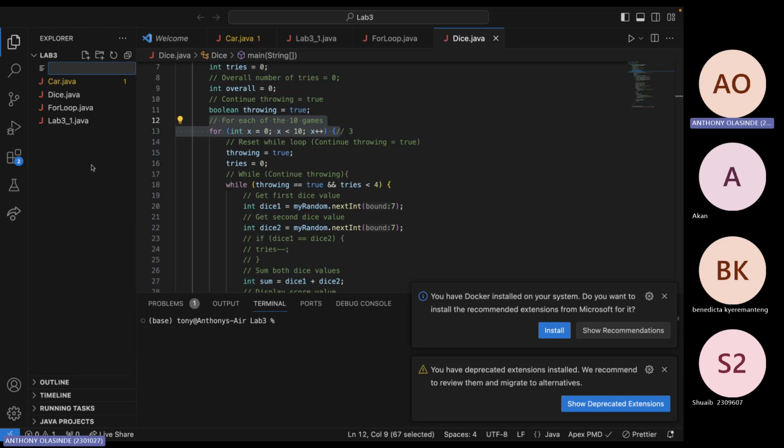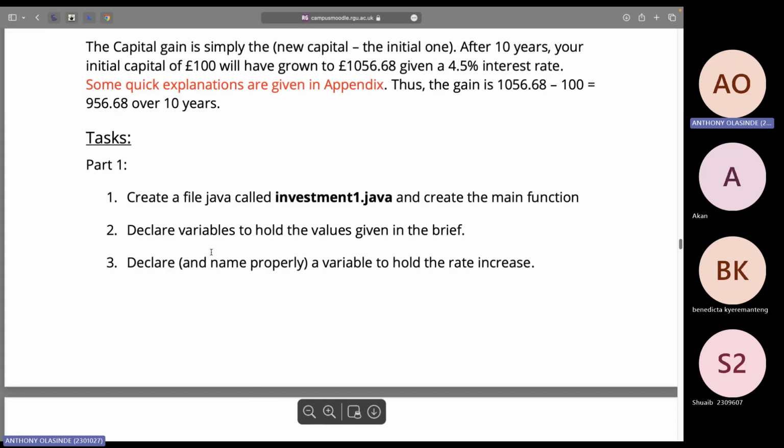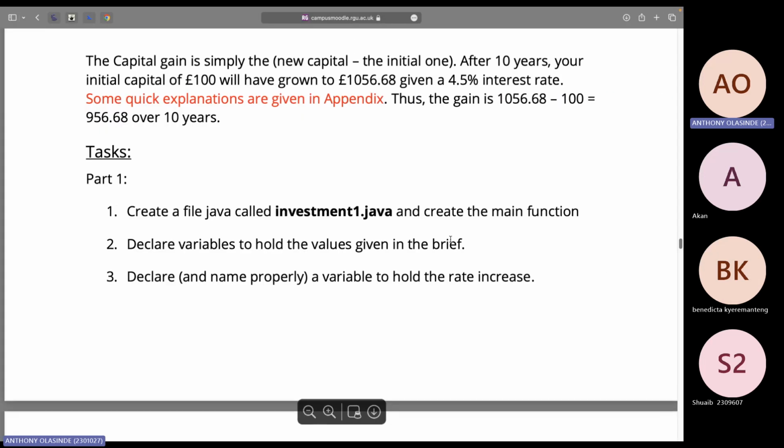New file, investments1.java. Alright, and we'll create a class, the method. So declare variables to hold the value given in the brief.